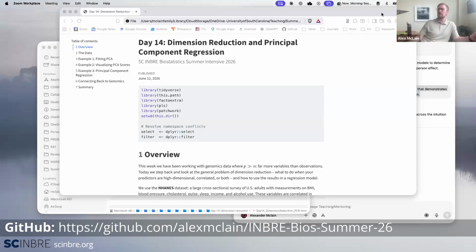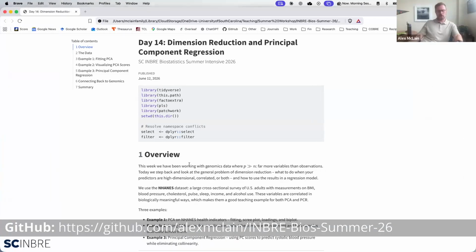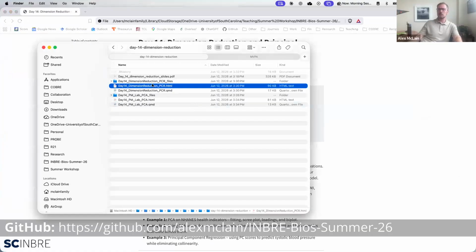Okay, so today we are going to be talking about dimension reduction and principal component regression. I'm going to share my screen, and we have HTML as we usually do, .qmd file, and I'm going to open the notes here.